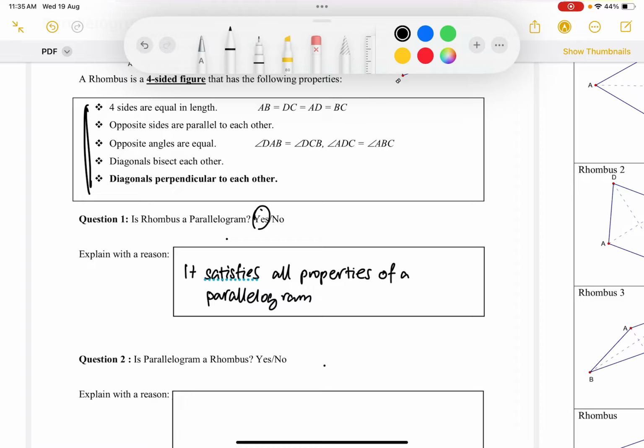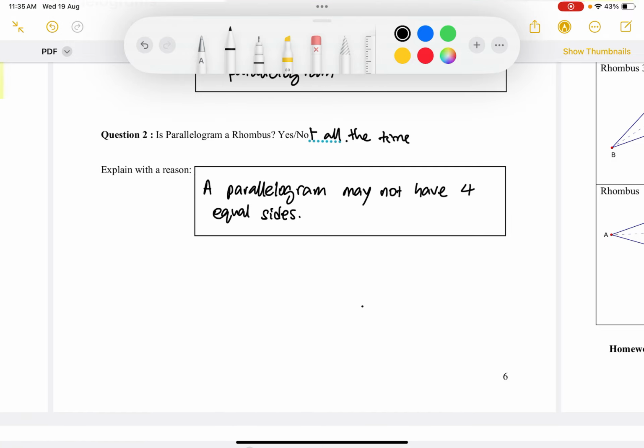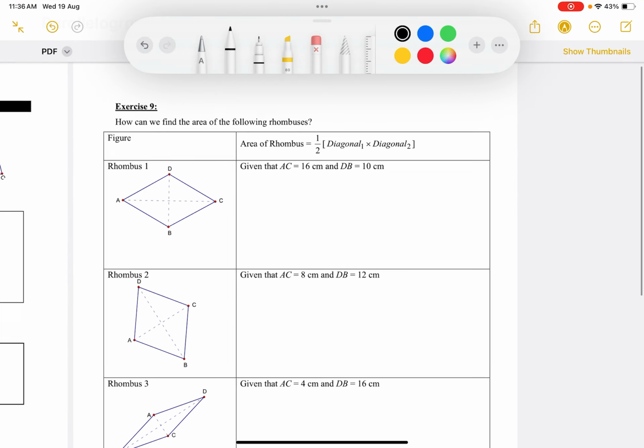But the other way around, is a parallelogram a rhombus? Not all the time. Sometimes it is. Sometimes it is not. So what is the reason? Well, give a counter argument. A parallelogram may not have 4 equal sides. If it has 4 equal sides, then it's a rhombus. But sometimes it doesn't have 4 equal sides. So you just stay as a parallelogram.